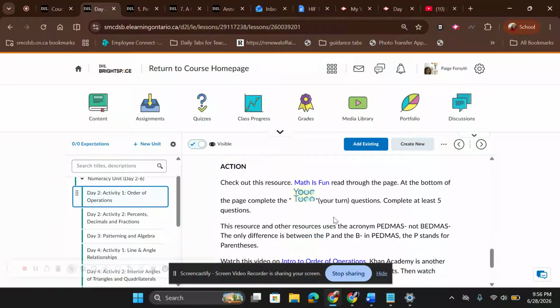Okay, so you're going to check out the resource Math is Fun and read through the page. And then at the bottom of the page, there are 5 questions under your turn. So please complete those. In the resource, it's written as PEDMAS, not BEDMAS. The only difference between the P and the B is that parenthesis replaces the word brackets. So some countries use PEDMAS and some countries use BEDMAS, but they mean the same thing.